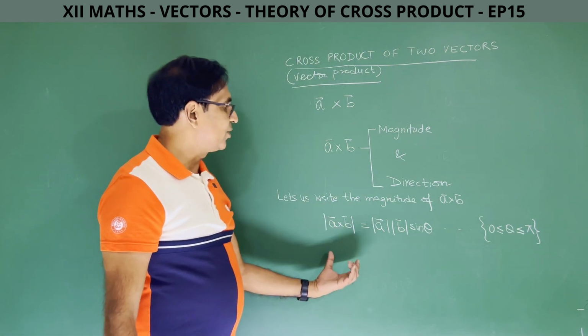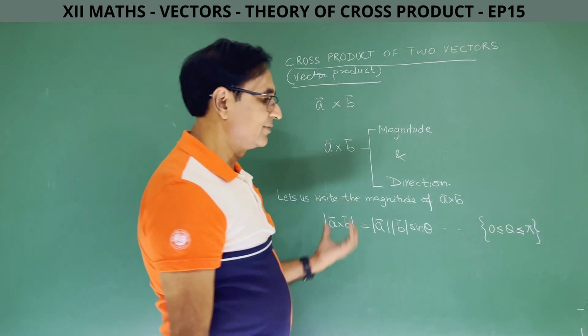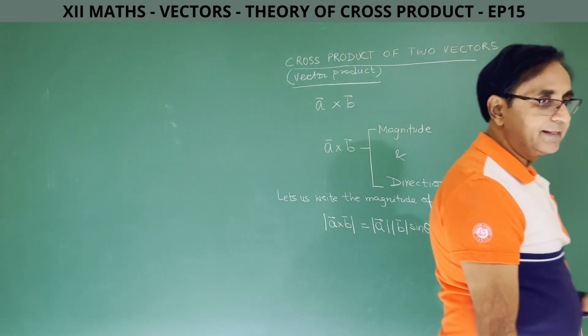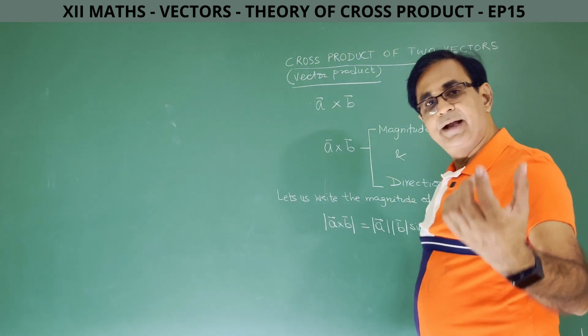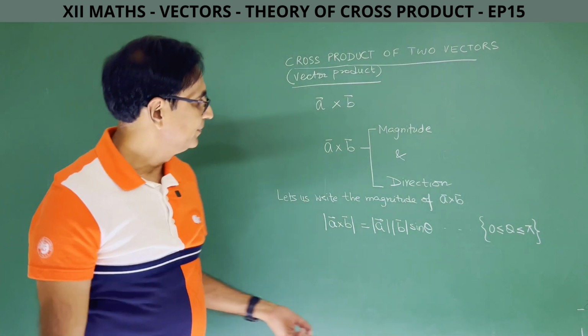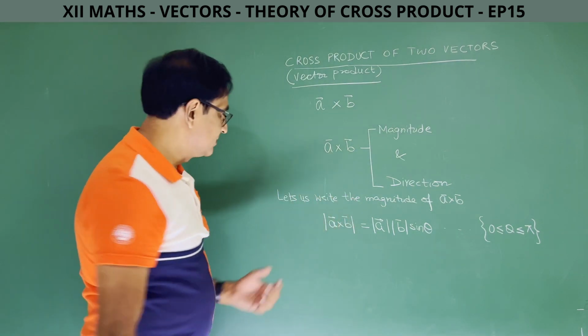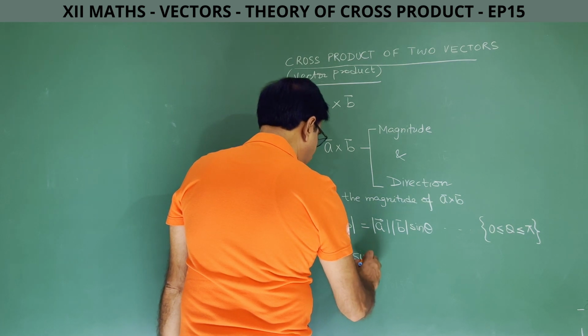So this is the first formula you have to remember. Cross product of two vectors is a vector which is written as A cross B, and its magnitude is magnitude of A, magnitude of B into sin theta. Theta is the angle between vector A and B. From this you can make another formula. What is the sine of the angle between two vectors?